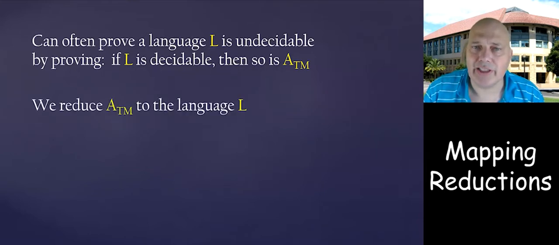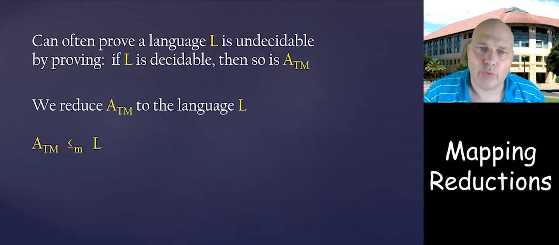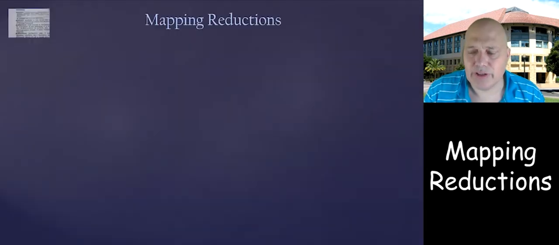We reduce A_TM to the language L, and we'll call this A_TM ≤_M L, or in words, A_TM is mapping reducible to L. What we saw actually is not a mapping reduction. We'll talk about exactly what a mapping reduction is. So what is a mapping reduction?